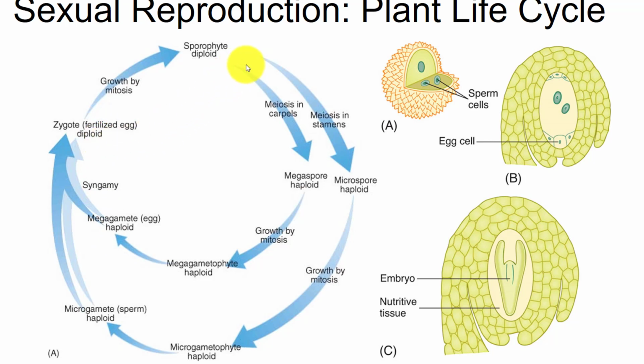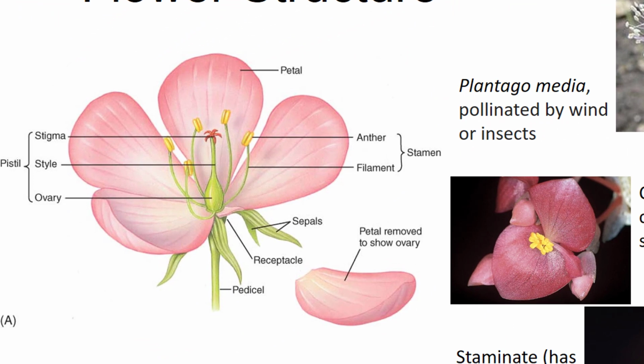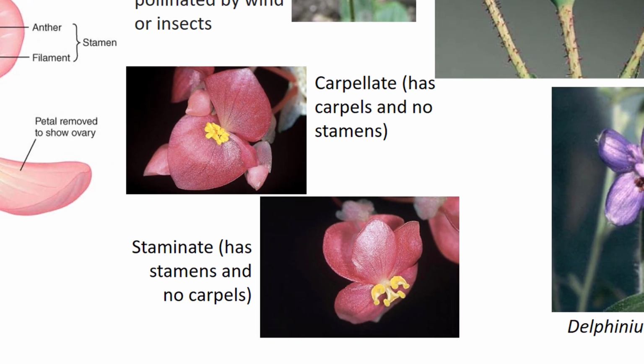Male microspores develop into microgametophytes that produce sperm. Eggs are produced by megagametophytes that develop from megaspores. A flower is a stem with leaf-like structures. Complete flowers have all four floral appendages: sepals, petals, stamens, and carpels or pistils. Incomplete flowers lack at least one of these four appendages, as you can see in these carpellate and staminate flowers.